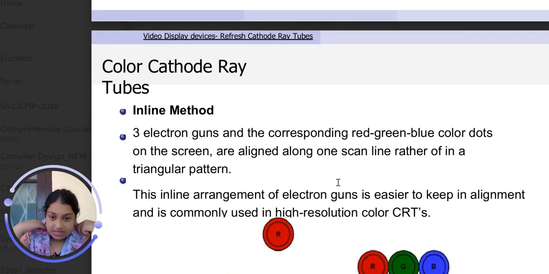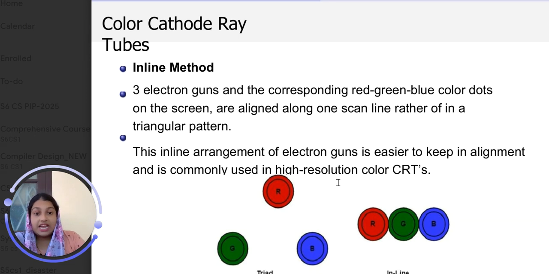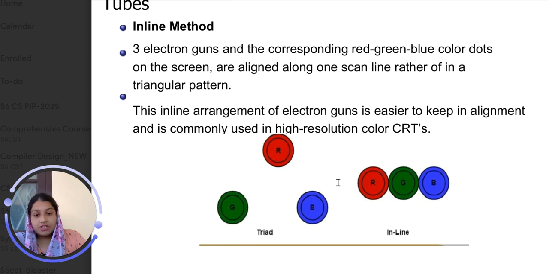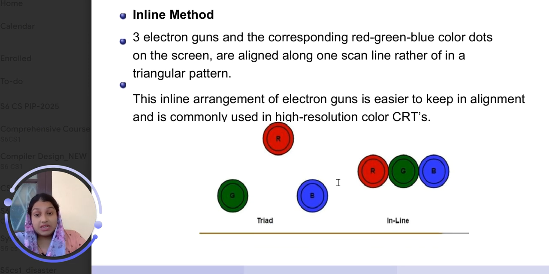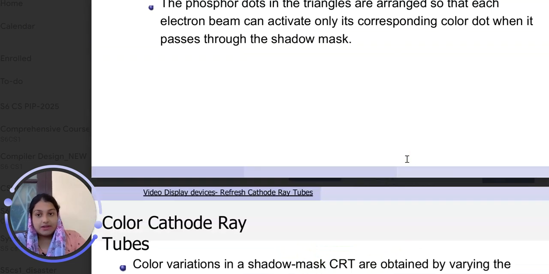Here, the 3 electron guns and the corresponding red, green, blue color dots on the screen are aligned in one line rather than in a triangular pattern. In the delta-delta method, we have it in a triangular pattern, that's the triad arrangement. But in the inline method, we have it in a single line. Thus, the inline arrangement of electron guns is easier to keep in alignment and is commonly used in high resolution color CRT. So, the inline method is used in high resolution CRT. This is the triad method and this is the inline method.